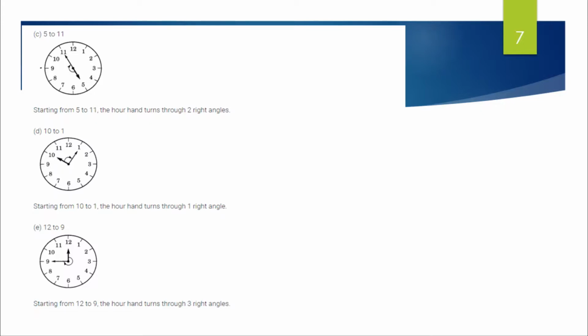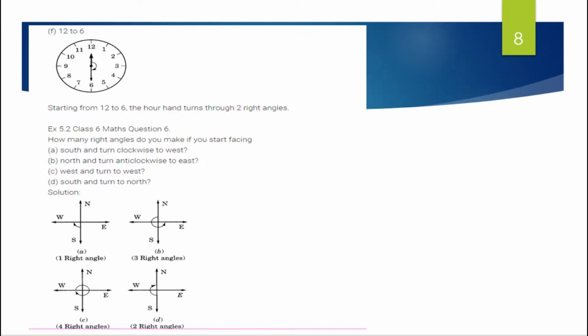Similarly, we can solve the C part from 5 to 11. From 5 to 11, there is a gap of 6 hours. So 6 hours means 2 right angles. Starting from 10 to 1, our hand goes through one right angle. So now let's move to question number 6. How many right angles do you make if you start facing south and turn clockwise to west?